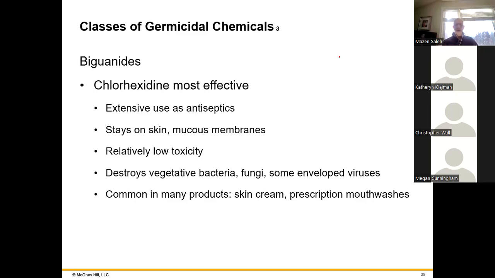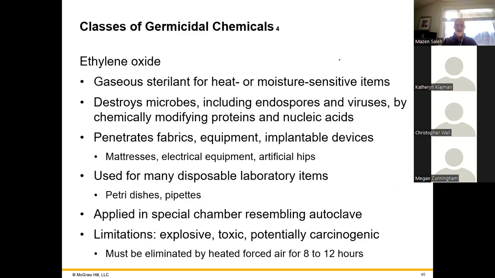It is capable of destroying vegetative bacteria, fungi, and some enveloped viruses. Remember, the naked viruses are the more resistant form of viruses, okay? Or the non-enveloped, aka naked viruses. We find chlorhexidine used in skin creams and prescription mouthwashes. Also in some preparations in the hospitals.